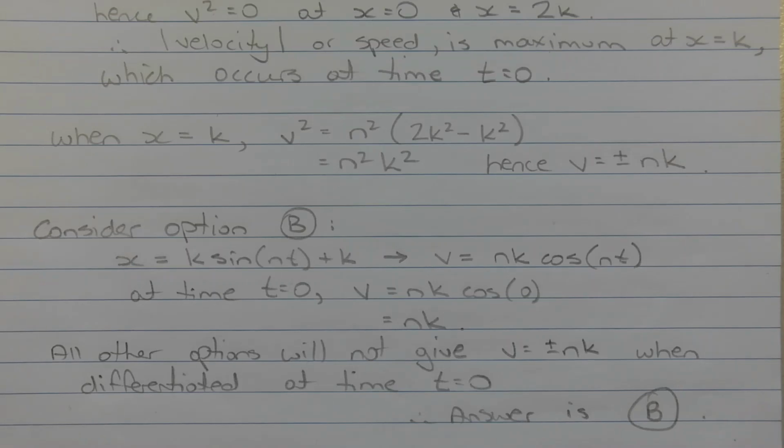Now by inspection, if we consider option B, that's x equals k times sine nt plus k, and differentiate x with respect to t, we get v is equal to nk times cos nt. Substituting t equals 0 here, we get v is equal to nk times cos of 0, and cos of 0 is equal to 1, which means v is equal to nk, which is one of the solutions that we got here. Now all other options will not give v equals either plus or minus nk when differentiated at time t equals 0. Therefore the correct answer is option B.